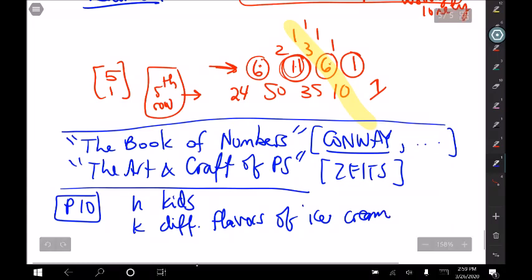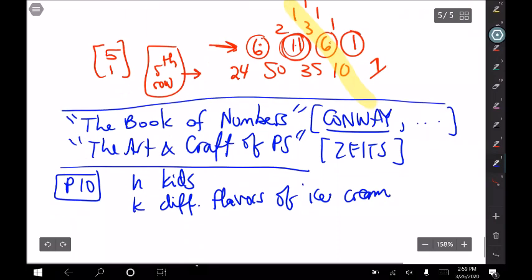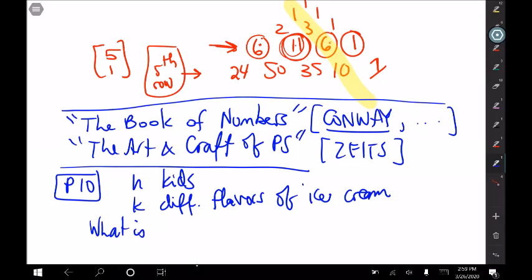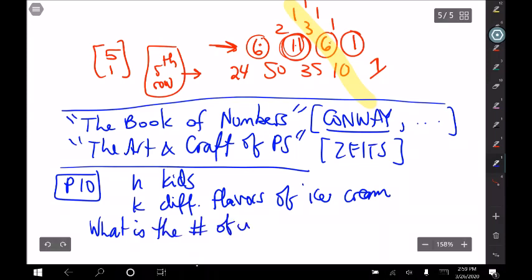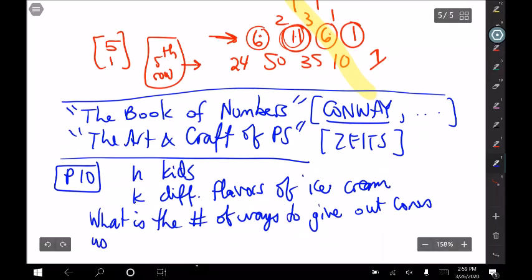Then the question is, assuming that no flavors get mixed. So when you order ice cream, you have to only order one flavor. What is the number of ways you can give out the cones using all flavors? There's an unlimited supply of each flavor, don't worry about that. What is the number of ways to give out the ice cream cones, giving each kid a cone, such that you need to use all the flavors, using all flavors?